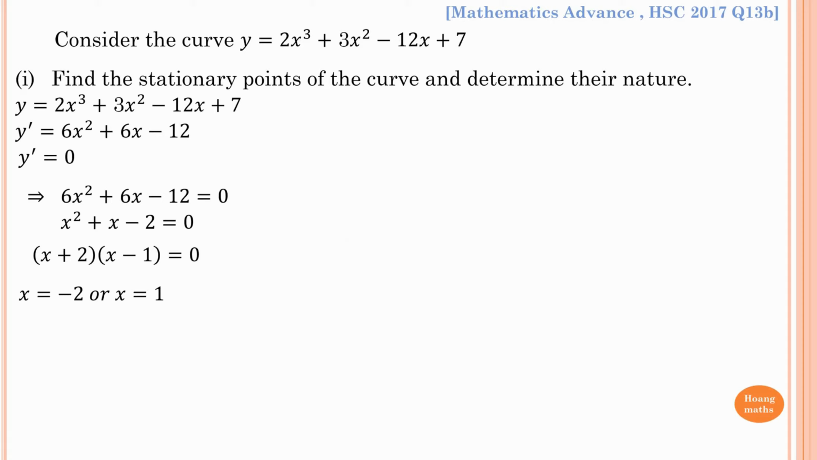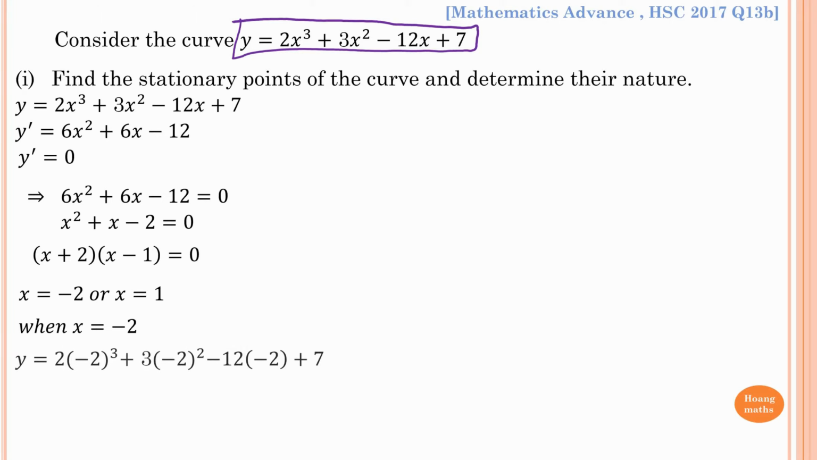Now we need to find the y values. When x equals negative 2, to find the y value all we need to do is substitute into this function. So y is equal to 2 times (minus 2) to the power of 3, plus 3 times (minus 2) squared, and so on. Putting that in a calculator gives me 27. This means that (minus 2, 27) is a stationary point. A stationary point can be a maximum, a minimum, or a point of inflection.